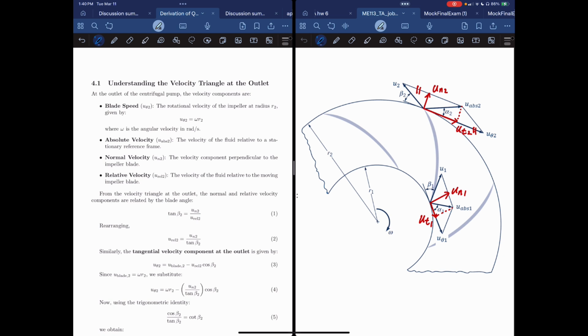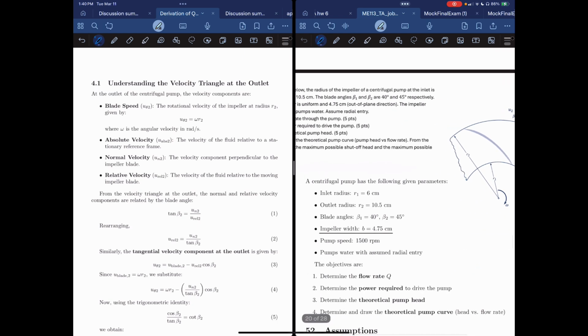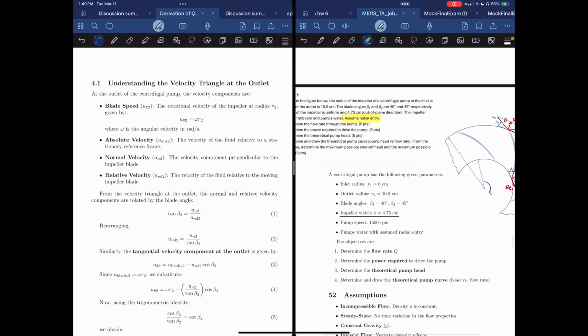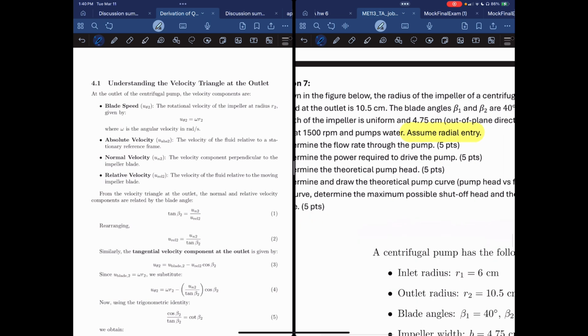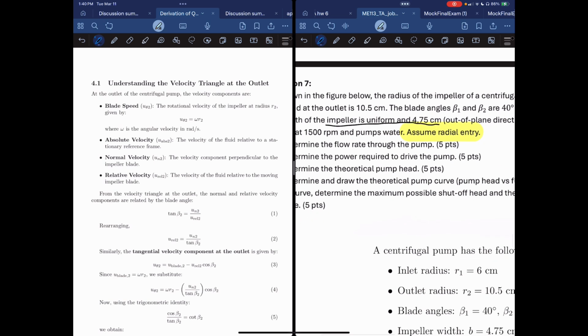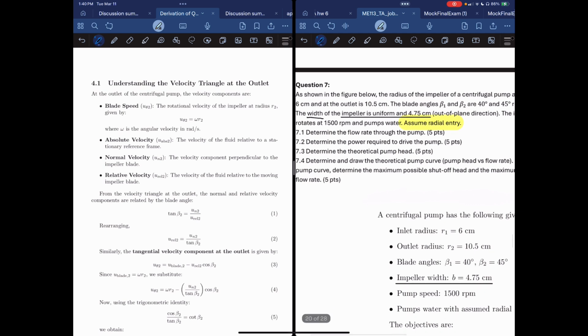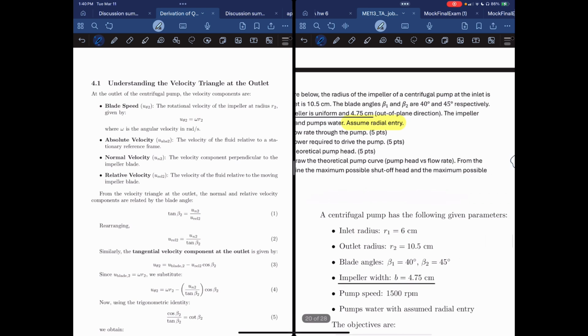So I described that it depends on the type of entry and what type of pump. If the entry isn't given, it'll tell you what kind of pump it is, but if you're given that the entry is radial, assume radial entry, so you're fine. And you're given the impeller thickness, the width, sorry. Okay, and you're given the rotational omega and both of the beta angles, which is generous. Okay, great.